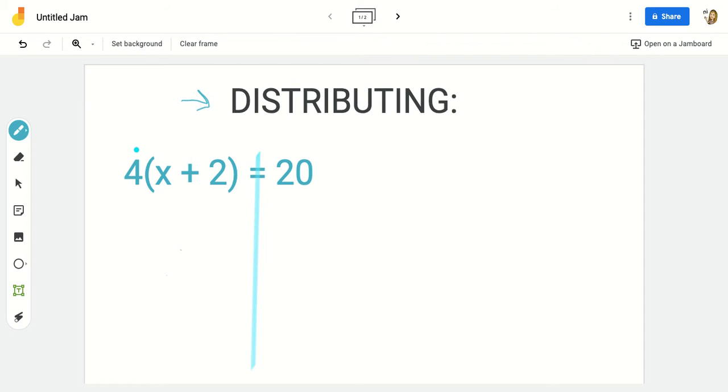If you're distributing, remember that means you want to distribute the number on the outside of the parentheses to each term on the inside of the parentheses. 4 times x is 4x. And 4 times positive 2 is positive 8.